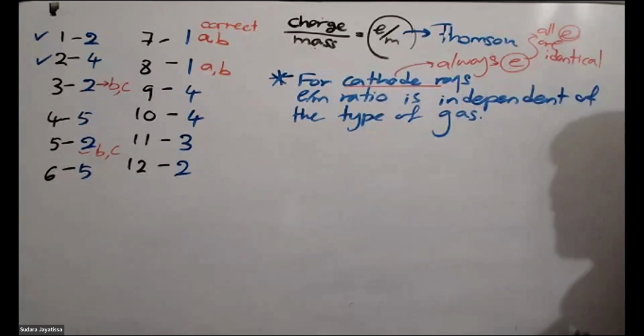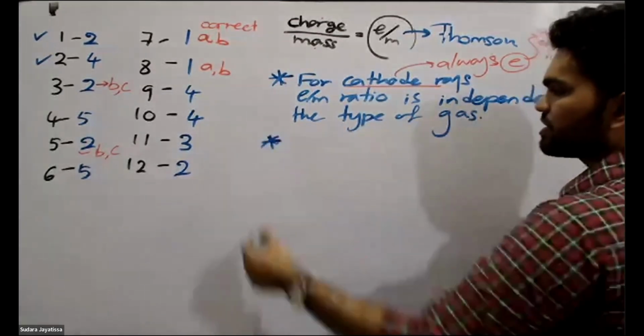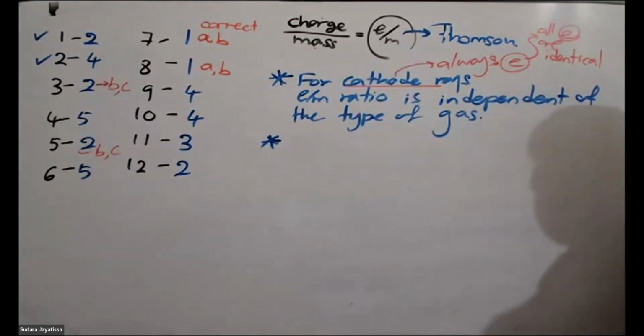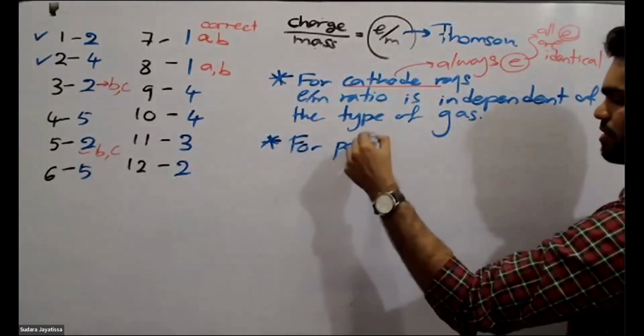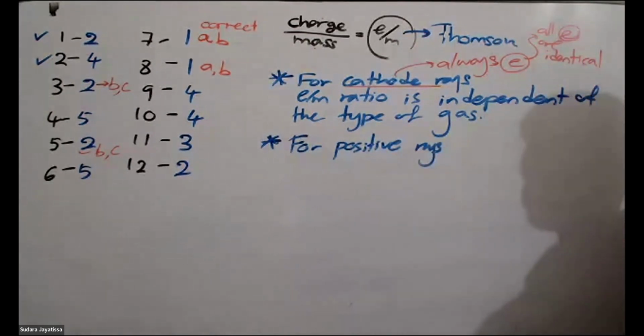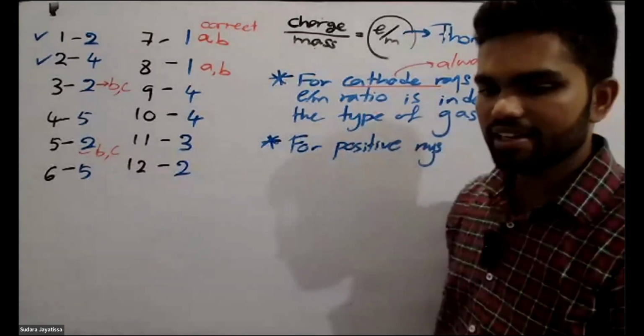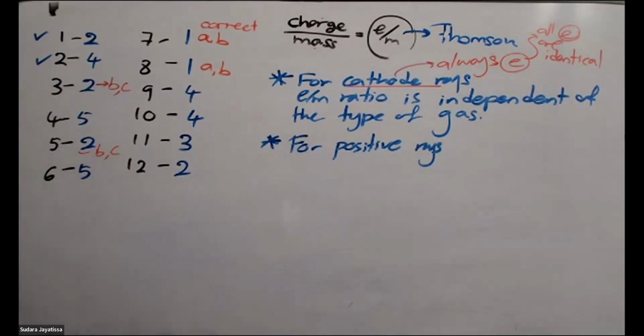All electrons are identical, right? And the next one we can write about the e/m ratio of the positive rays that we learned. Okay, so for positive rays, what are the other names for positive rays? We can call positive rays canal rays, and there is one more name. Yes, very good, anode rays.